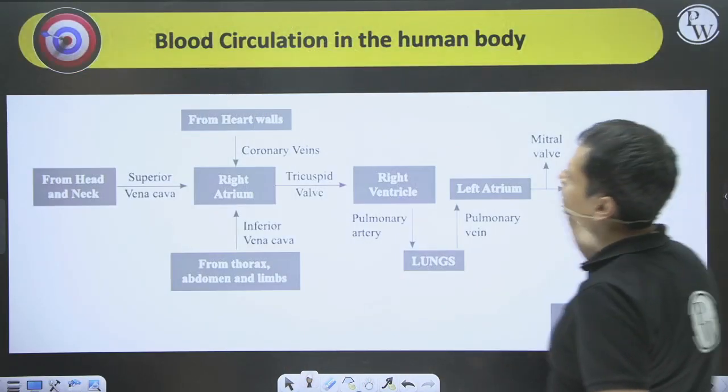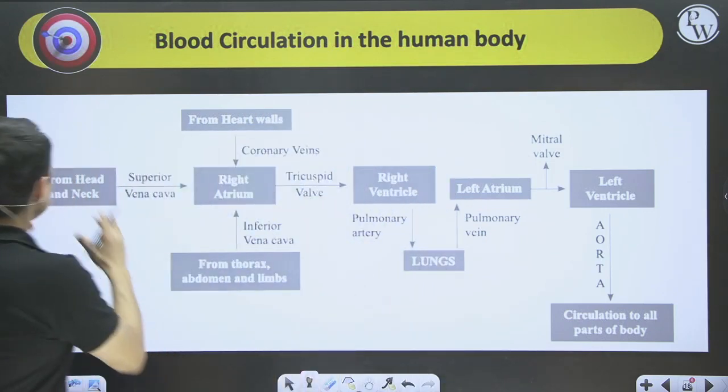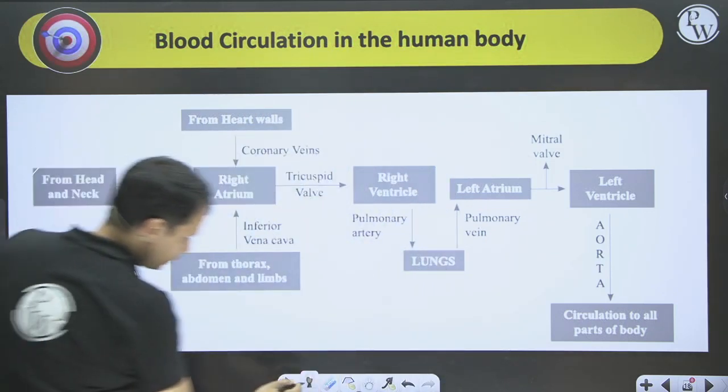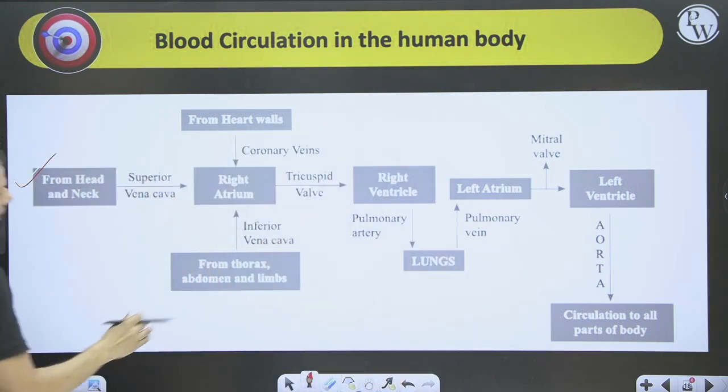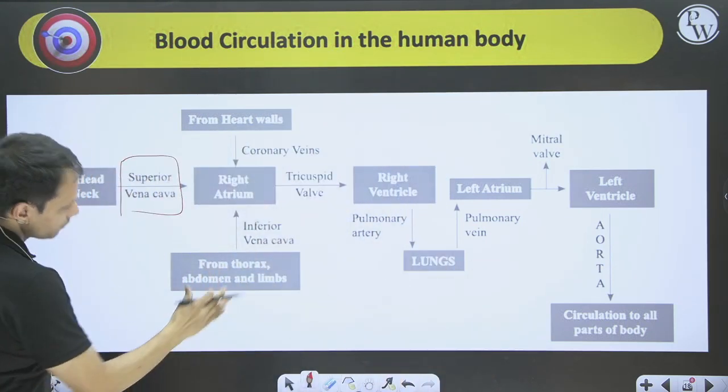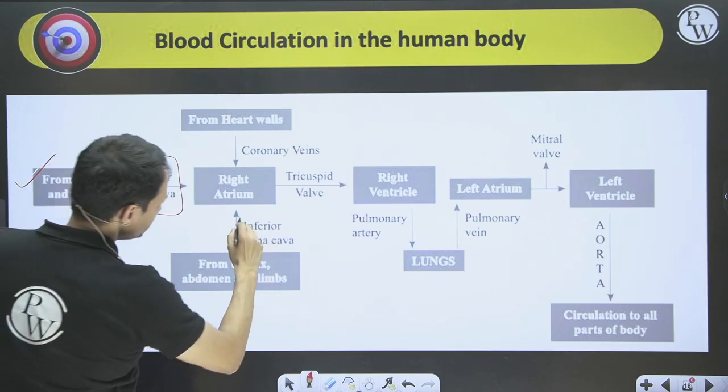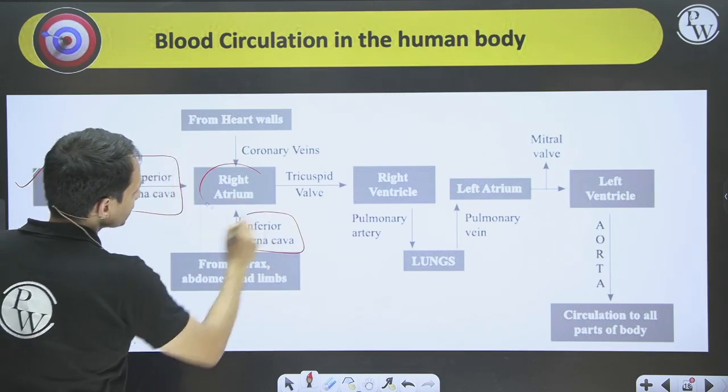If I look at this picture, you can see, as I said, from the head and the neck, we have the superior vena cava, and from the thorax, abdomen, and limbs, the inferior vena cava, dumping into the right atria.